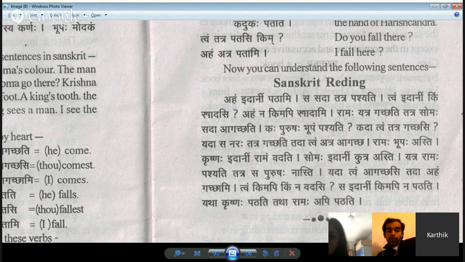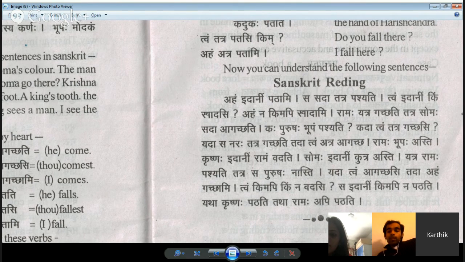Kaha purusha bhupam pashyati. Man and king. Okay, what is kaha? Kaha is who? Or here you can say which man. What man is seeing the king? Which man is seeing the king? Then you can answer it is Saha Purusha. That man is seeing the king. Saha Purusha Bhupam Pashyati.